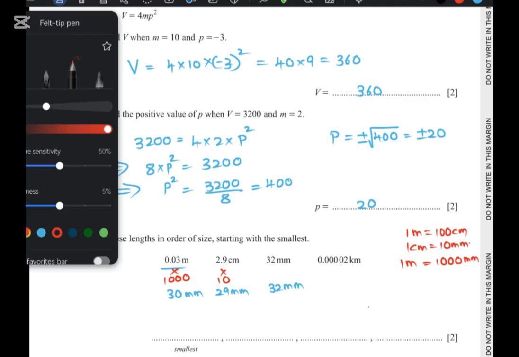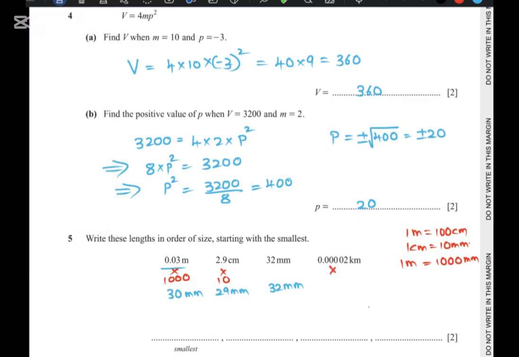So I need to multiply with, now again I will write what is 1 kilometer. 1 kilometer is 1000 meters. So now if I convert 1 kilometer to millimeters, I need to multiply 1000 into 1000, which is 1 million. So into 1 million.